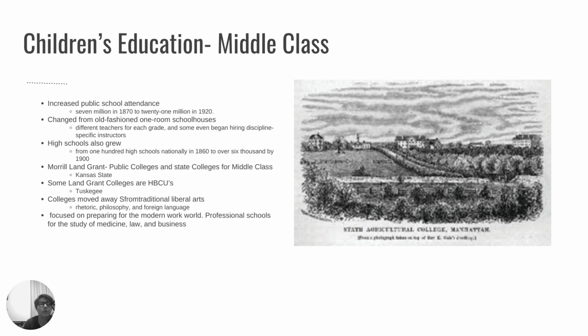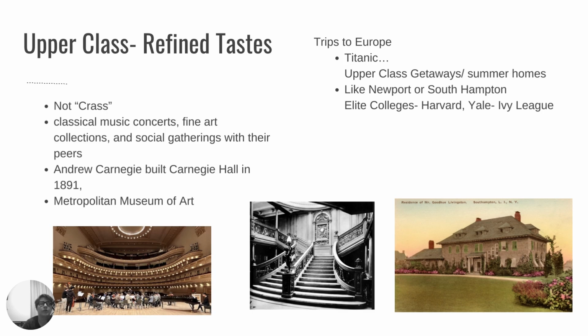But these colleges are targeted towards the middle class, who could afford to send their kids. They could take business, law, and medicine. And many of the elite are still going to send their kids to places like Harvard or Yale, what we call the Ivy League. And we'll get into that now.